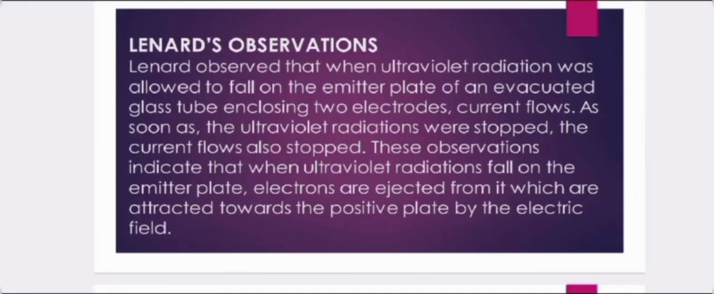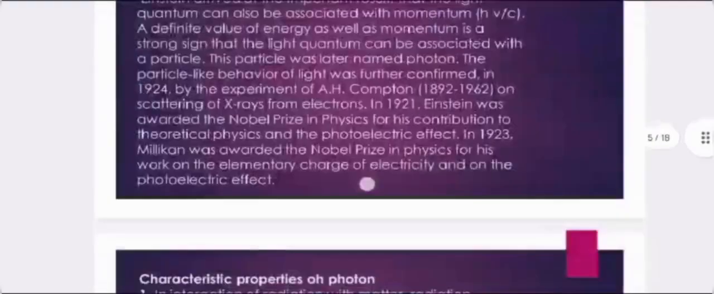The next one is Lenard's observation. Lenard observed that when ultraviolet radiation was allowed to fall on the emitter plate of an evacuated glass tube enclosing two electrodes, current flows. As soon as the ultraviolet radiation was stopped, the current flow also stopped. These observations indicate that when ultraviolet radiations fall on the emitter plate, electrons are ejected from it, which are attracted towards the positive plate by the electric field.